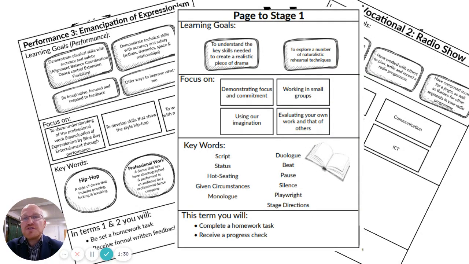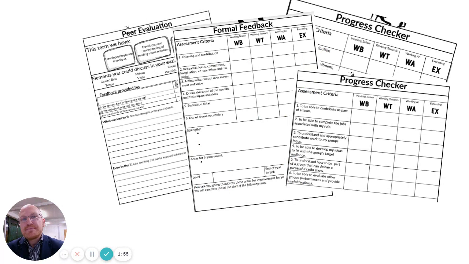Each unit of work that the students study is broken down in a title page in their workbooks, where their learning goals, what they'll focus on, and the keywords are all laid out for them at the start of every single unit before we start the teaching. There's also this term you will box, and that helps remind the students whether they have a homework that term, the type of feedback that they will receive, or anything at all that they need in that unit of work.